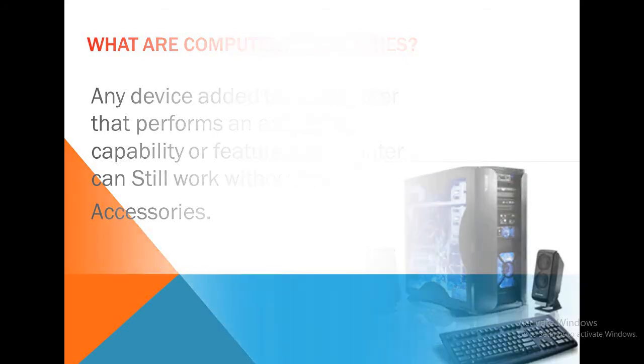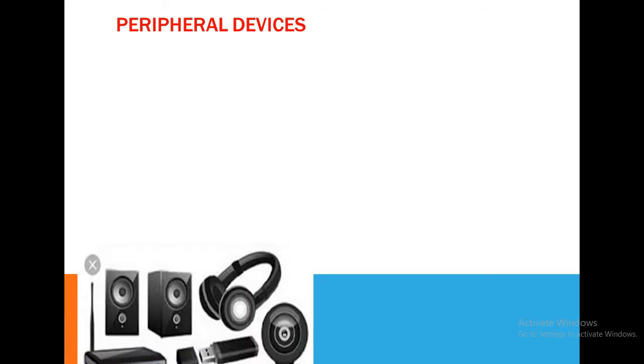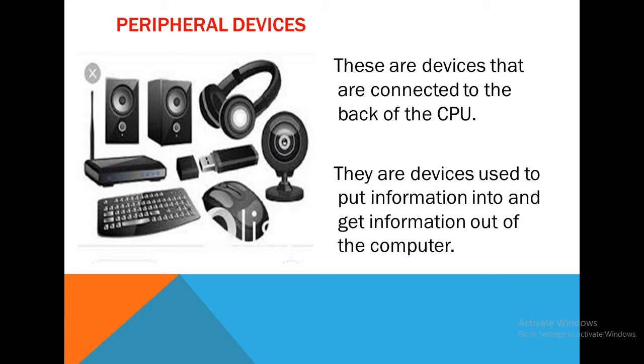Now, the computer accessories are also like your peripheral devices. Somebody is already asking, Mr. Sam, what are peripheral devices? Now, peripheral devices are devices that are connected to the back of the CPU. From the picture we are having here, we can see some of these peripheral devices, like your speaker. You can see the webcam there. I can see the mouse. They are almost like your computer accessories.